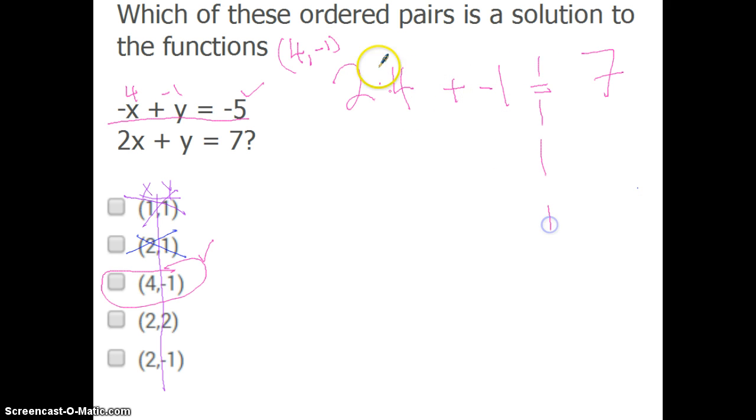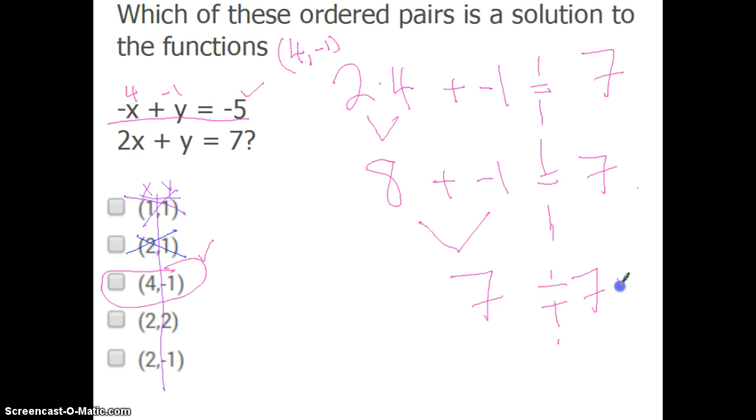Now the order of operations says multiply first, so that's 2 times 4. 2 times 4 is 8 plus -1, and 8 plus -1 is 7. Okay, so yes, if I replace the x with 4 and the y with -1, that becomes 2 times 4 plus -1, and yes, that does also work. So the ordered pair 4, -1 is a solution to both the first and the second equation. It's what I was looking for.